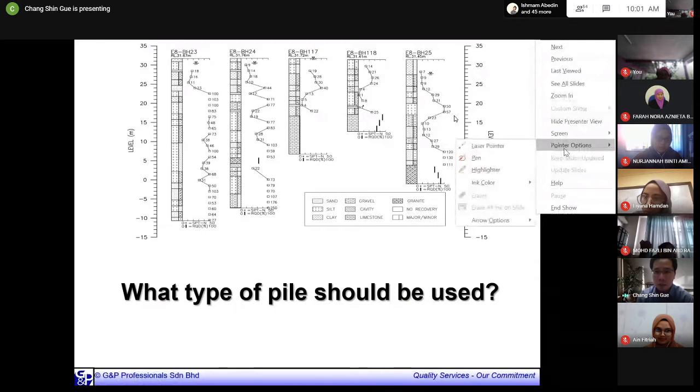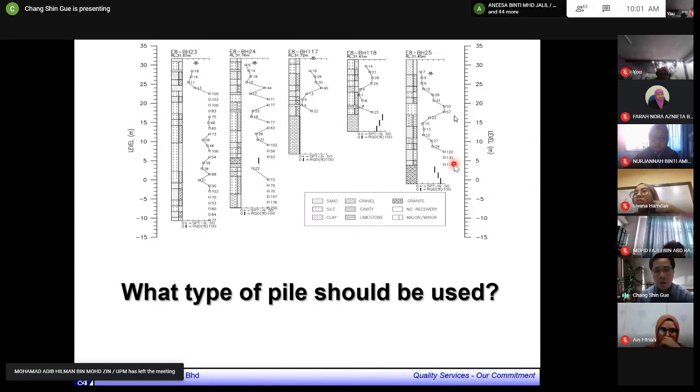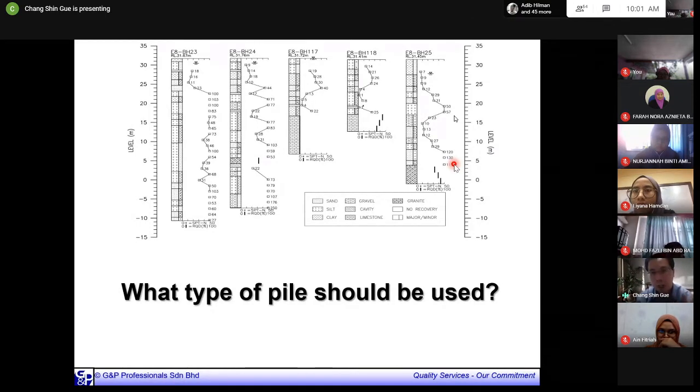Now, I've been doing this kind of talk for quite a few years now, not only in UPM, but also in other universities. And usually it is for students' integrated projects like what you are doing now. So normally I'll get a question from students bringing along their borehole log like this, and then they'll ask me what kind of pile foundation should be used. Now, if you have this question in mind, I would urge you to hold that thought for the time being.